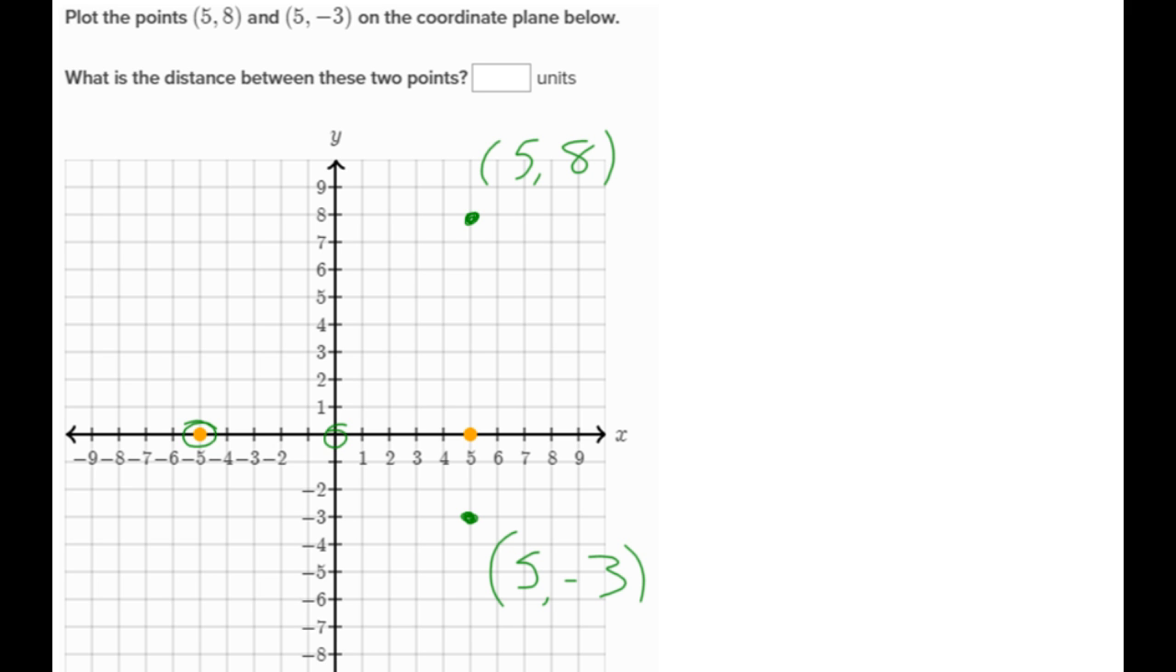Okay, now it says, what is the distance between these 2 points? Well, the distance is going to be, see if we can count this off, 1, 2, 3, 4, 5, 6, 7, 8, 9, 10, 11. It is 11 units. That is the distance between those 2 points.